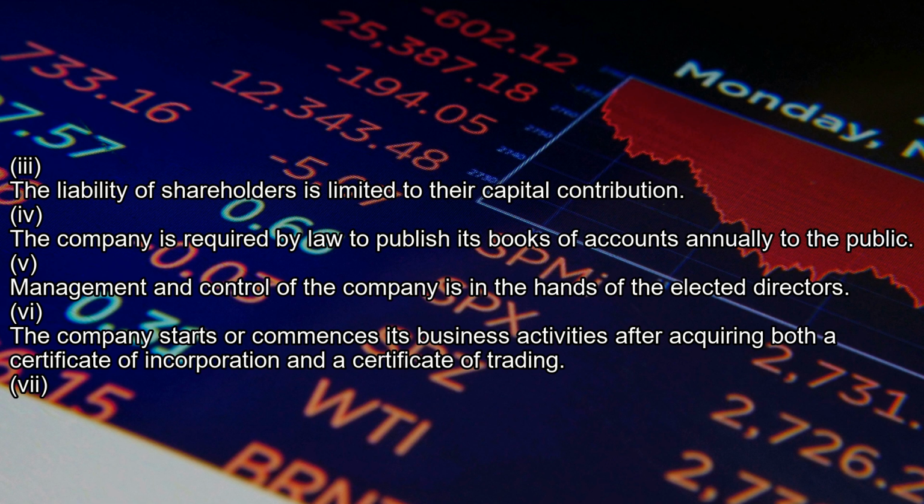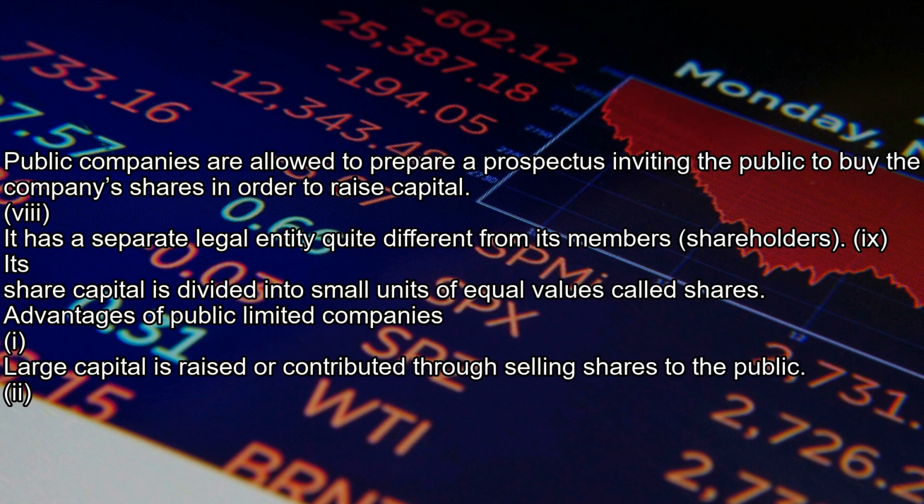6. The company starts or commences its business activities after acquiring both a certificate of incorporation and a certificate of trading. 7. Public companies are allowed to prepare a prospectus inviting the public to buy the company's shares in order to raise capital. 8. It has a separate legal entity quite different from its members, the shareholders. 9. Its share capital is divided into small units of equal values called shares.